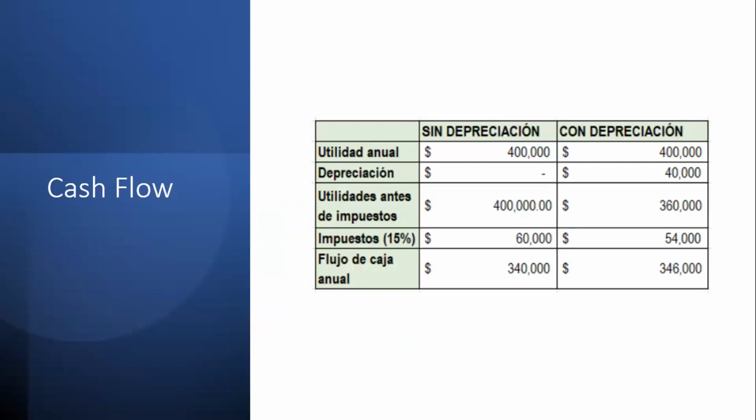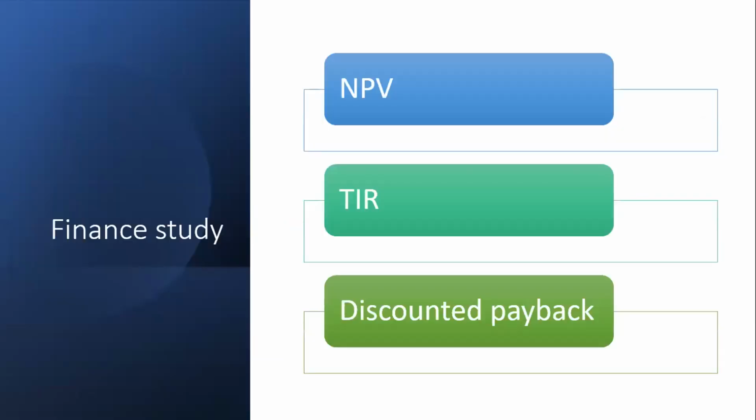Well, here is the cash flow without depreciation, giving about 314,000 without depreciation and 346,000 with depreciation. In the financial study, we have to use the cash flow that we calculate yearly. And with that, we can obtain the results for the NPV and the TIR. Next, please.